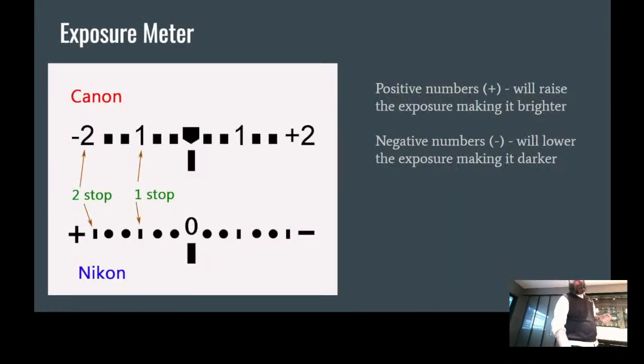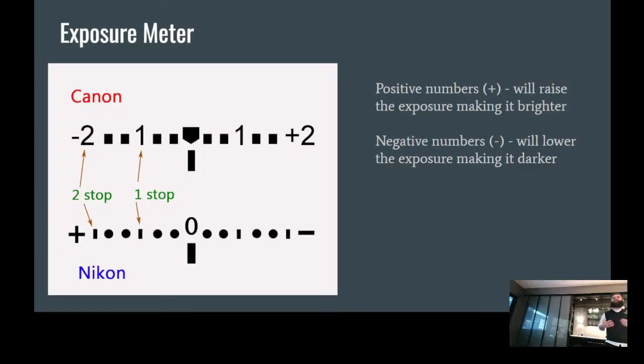Now some other things to look at. Let's start with the exposure. So let's say that you are on full manual. You've played with things like your shutter, your aperture, your ISO, but the camera still feels dark or too light. You have what's called the exposure meter, and you have what's called exposure compensation. Exposure compensation lets you go onto one side or the other side of the scale, positive numbers or negative numbers, and you will raise or lower the darkness of your photo.